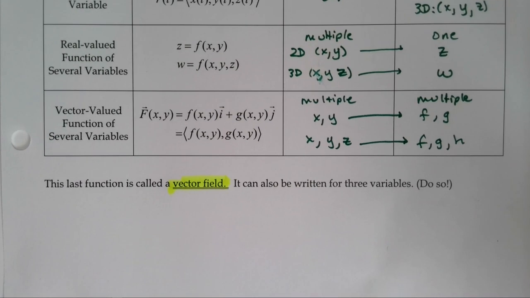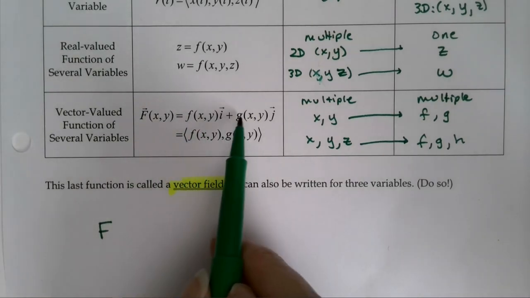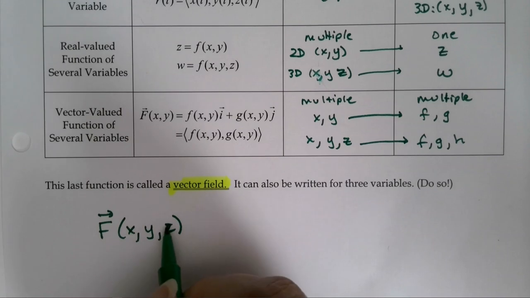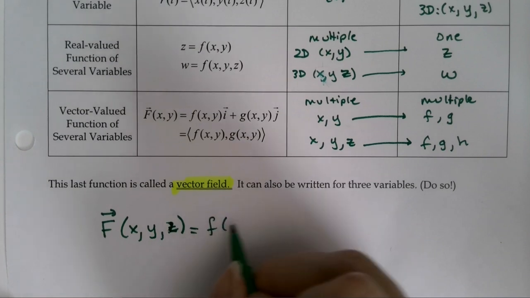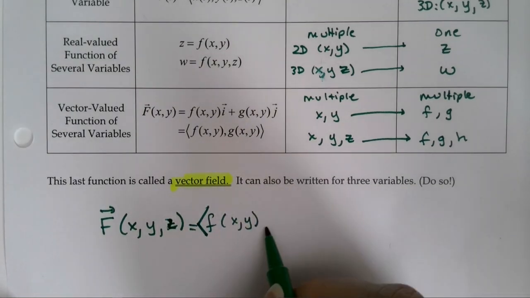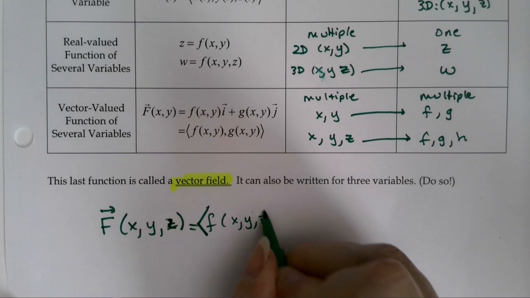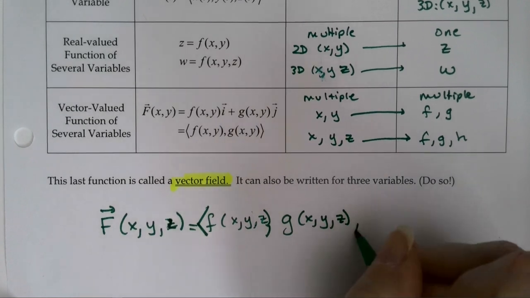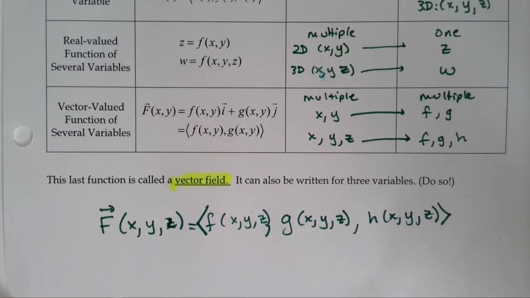So it can also be written for three variables, so let's look at it. So this was written for two variables. If you look at it, it was x, y, x, y. So I'm going to write a vector function for x, y, z, 3 dimensions. That would make a function of x, y, and z, and I'm just going to put it in bracket notation, because this is 3-dimensional. And then I take g of x, y, z, and that goes into the j component. And then h of x, y, z goes in the k component.